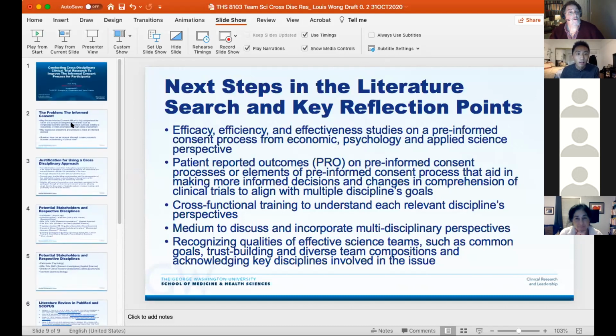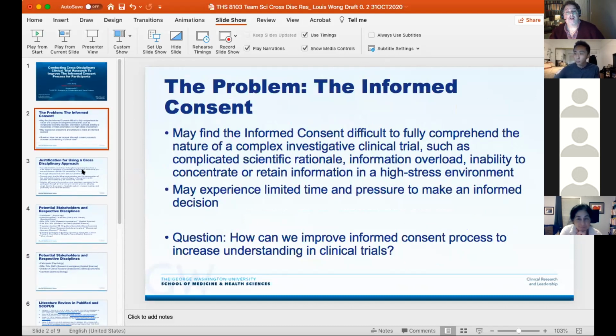Yeah. Okay, so the problem here is that if you're telling us that informed consent is difficult for participants to understand, right? Okay. So if that's the problem, what disciplinary science is going to inform that problem?